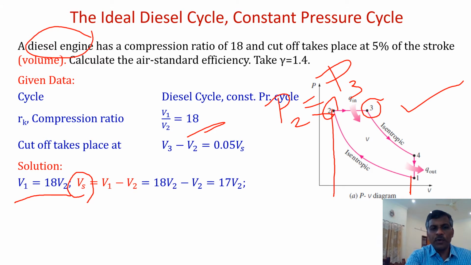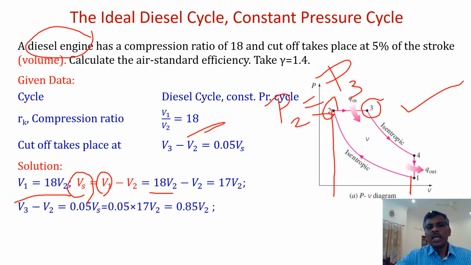So instead of V1, we are putting it as 18 V2 because that is how we have calculated. So 18 minus 1 V2 will give us 17 V2. Just a simplification. Then let us take the cutoff volume. Cutoff volume is V3 minus V2.